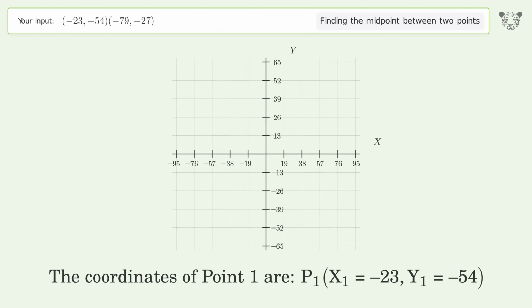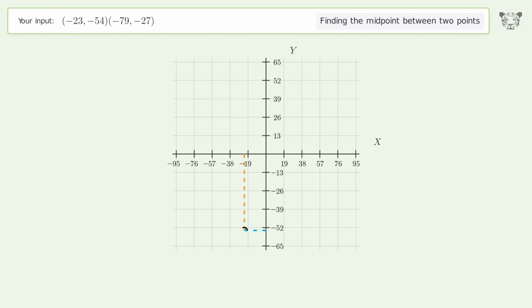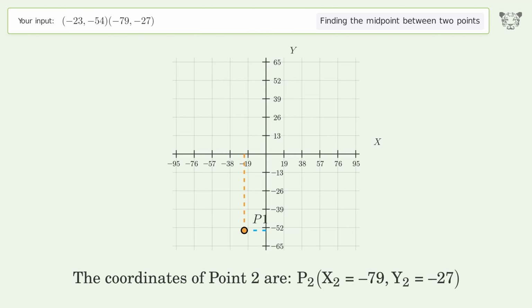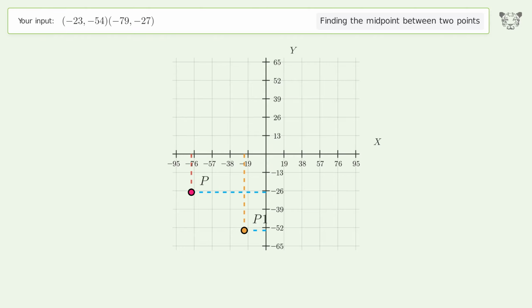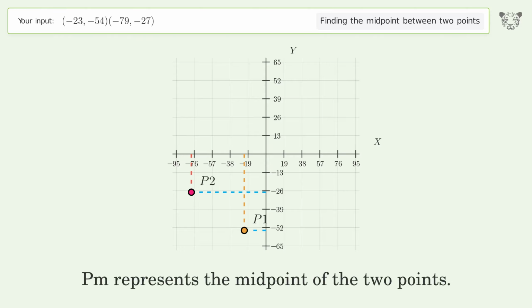The coordinates of point 1 are, x1 equals -23, y1 equals -54. The coordinates of point 2 are, x2 equals -79, y2 equals -27. PM represents the midpoint of the 2 points.